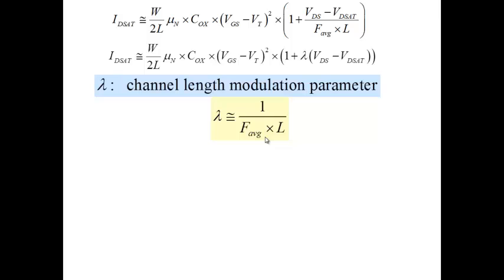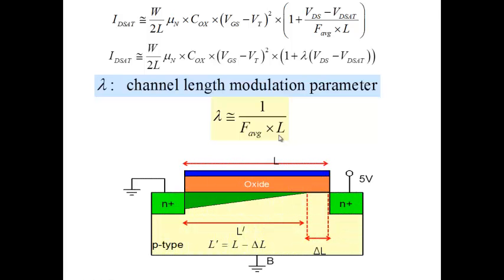Now, as I said, it's a very simple model. We don't know the value of F average. It depends on many other factors, like doping and junction depth. But one of the things that this particular model tells you is lambda is inversely proportional to L. That's a very important point. That lambda, the channel length modulation parameter, goes as 1 over L is going to play a very significant role. So the longer the L, the smaller the lambda. And this is what you require from a transistor. Small lambda means high output resistance here.